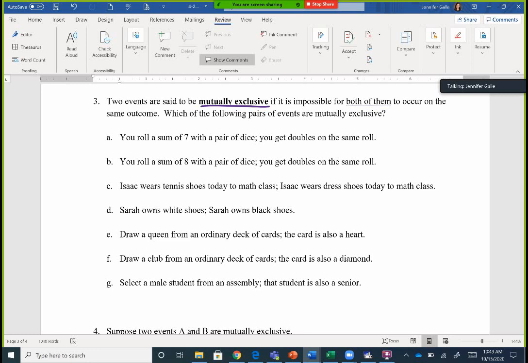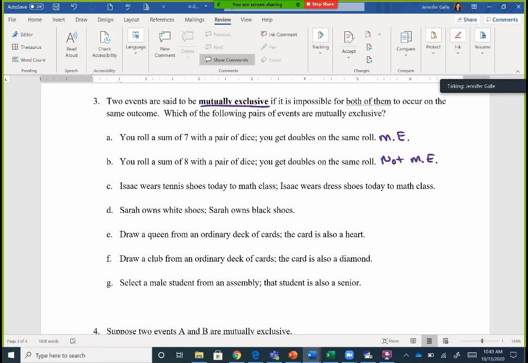So for example, letter A, you roll a sum of 7 with a pair of dice. You get doubles on the same roll. Can I roll a 7 and also get doubles on the same roll? No, I can't. So those two things are mutually exclusive. We wouldn't have to worry about things being double counted. They can't be. Letter B, you roll a sum of 8 with a pair of dice and you get doubles on the same roll. Can we do that? That can happen. So here's where our brain has to think a little different. Those two can happen at the same time, so they're not mutually exclusive.